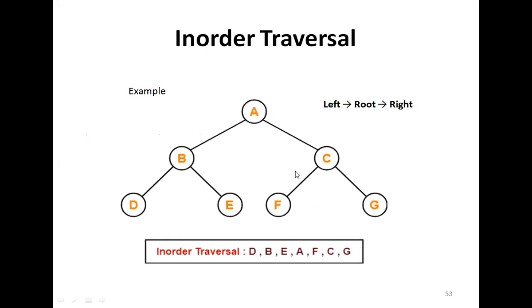Now let us take one example for this inorder traversal. So the same example I am using. So this is the tree, and the algorithm says you have to first traverse the left, then root, then right. So start from the root, but you have to traverse to the left. So we are starting from root, but I am not printing root. You see, I am not printing root. I am going to left.